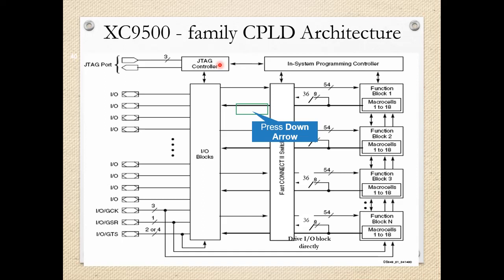Now this XC9500 is a high performance CPLD, and an important feature of this family is the 5 nanosecond pin to pin logic delay on all the pins. So this family is very fast, and the delay is only 5 nanoseconds from pin to pin. The system frequencies are up to 200 megahertz. That is the operating frequency of this chip.